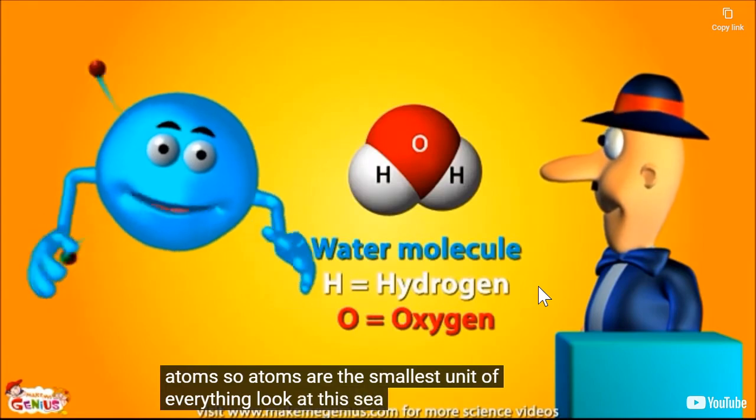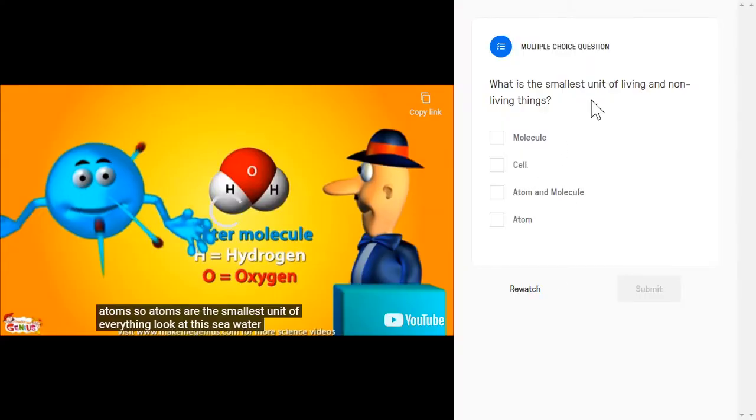Look at this. What is the smallest unit of living and non-living things? So you have to really be smart in choosing your answers here. It says molecule, cell, atom, and molecule and atom. So in this case, you have to remember what was mentioned in the video. If you're writing down notes, that is going to be helpful. I will make a mistake on purpose so that you will see how this multiple choice question would impact you. So don't get frustrated if you don't get the correct answer.